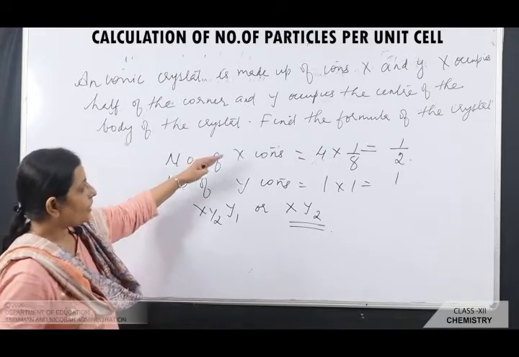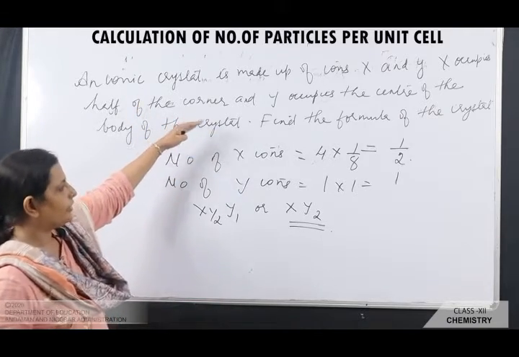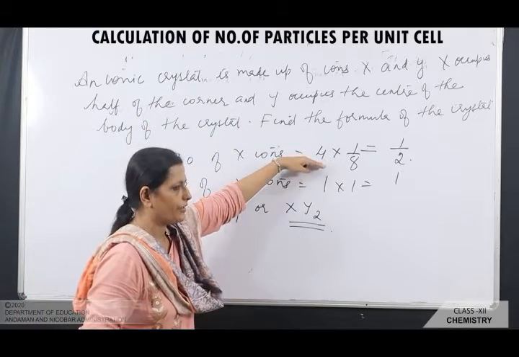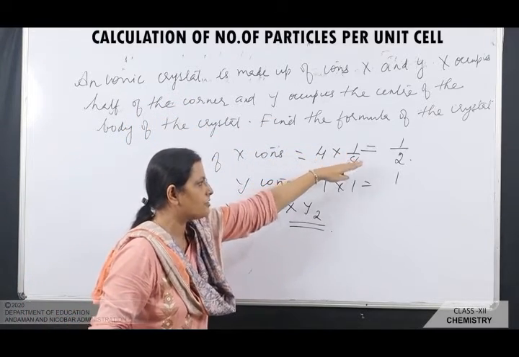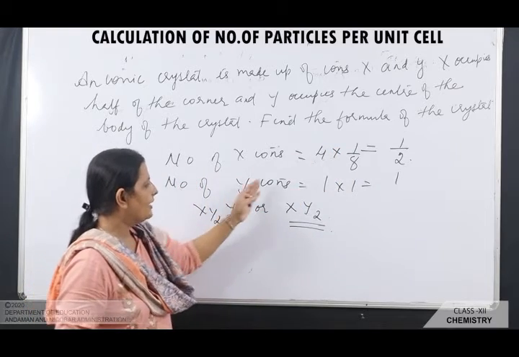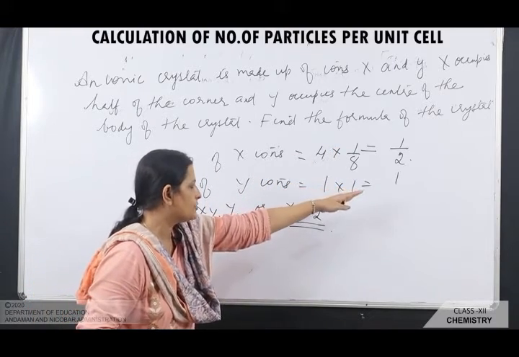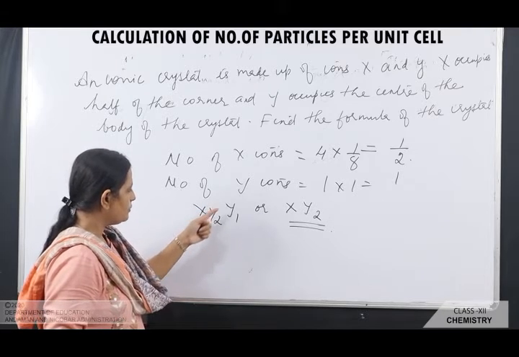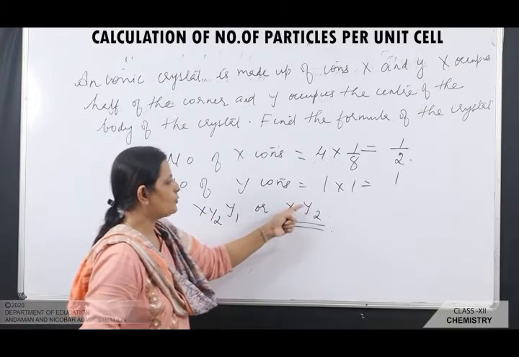So number of X ions are occupying what? Half of the corner. Half of the corner means total 8 corners are there. Only 4 are being occupied. So the contribution is 4 into 1 by 8, 1 by 2. And number of Y ions is equal to 1 into 1, which is equal to 1. So the formula will be X 1 by 2, Y 1 or X, Y 2.